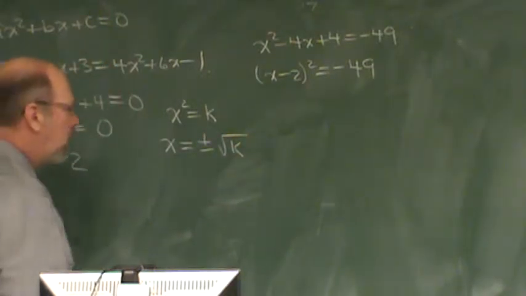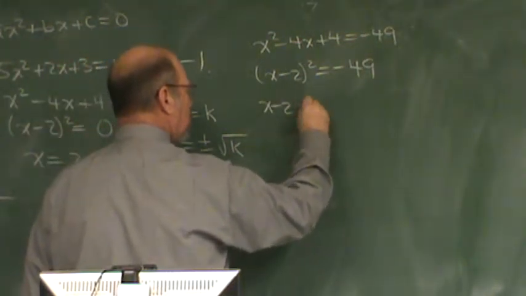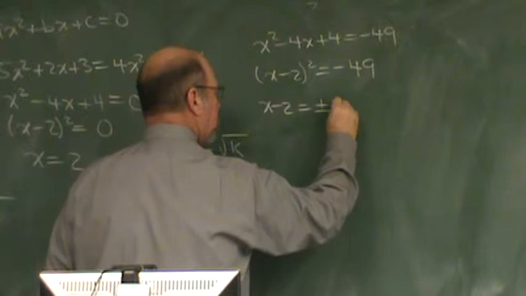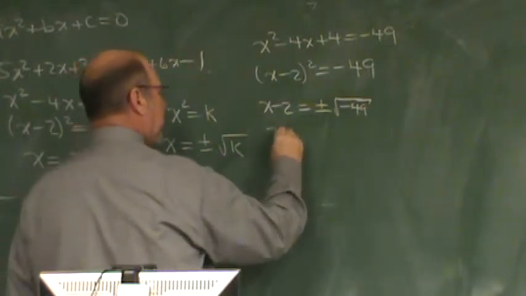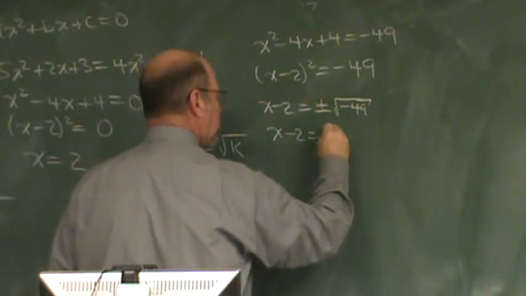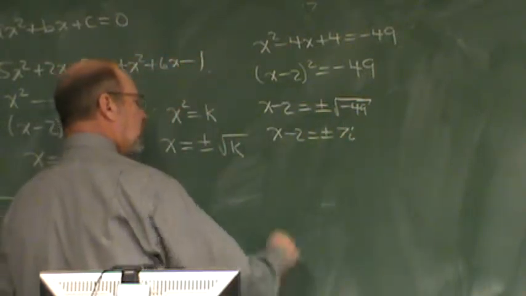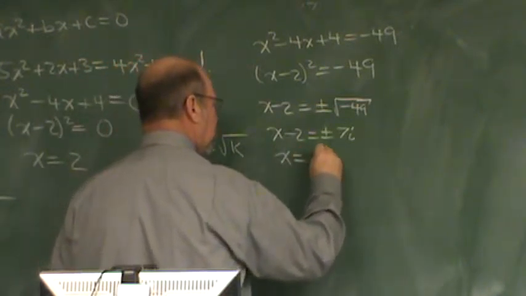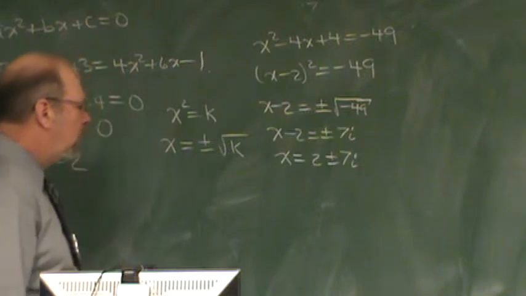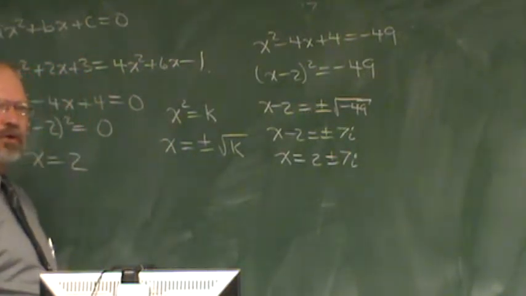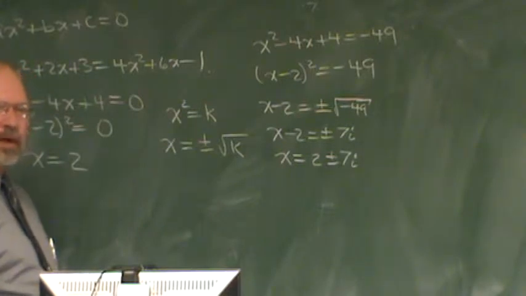So we can do that here. This gives you the square root of this is x minus 2. The square root of negative 49 is going to be plus or minus 7i. So we get that x minus 2 equals plus or minus 7i. Isolate x, you get x is equal to 2 plus or minus 7i. Be aware that's 2 solutions, 2 plus 7i, and 2 minus 7i.